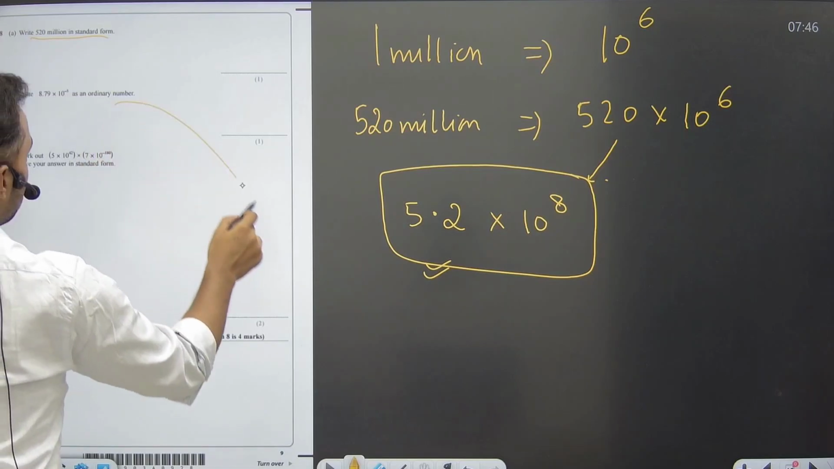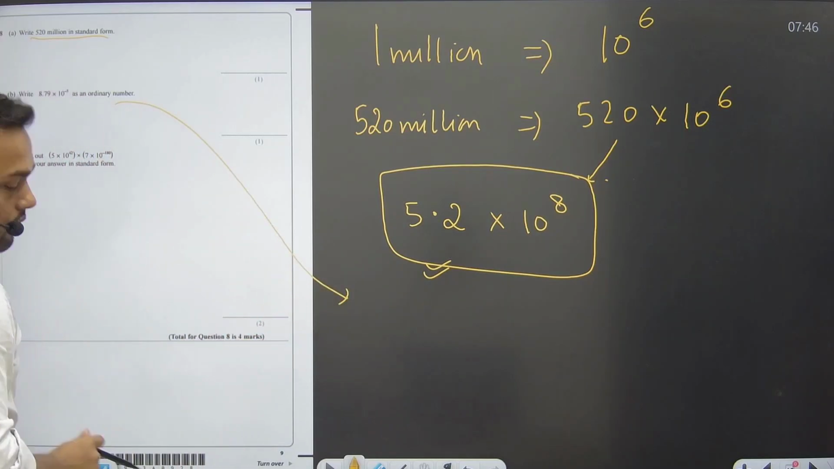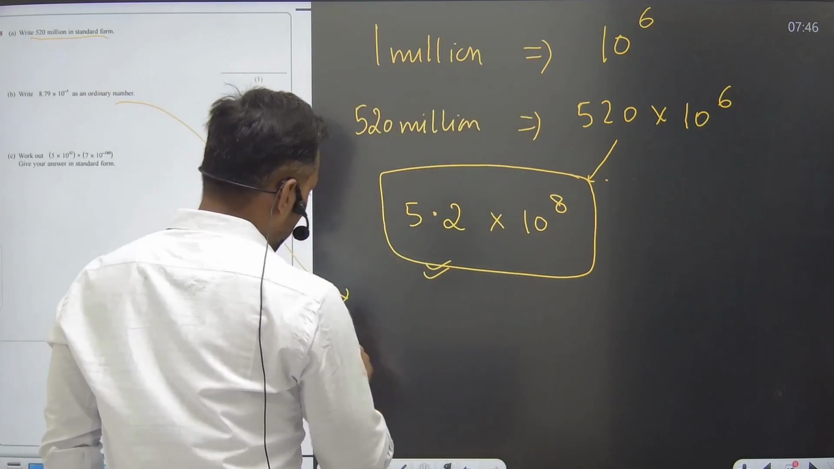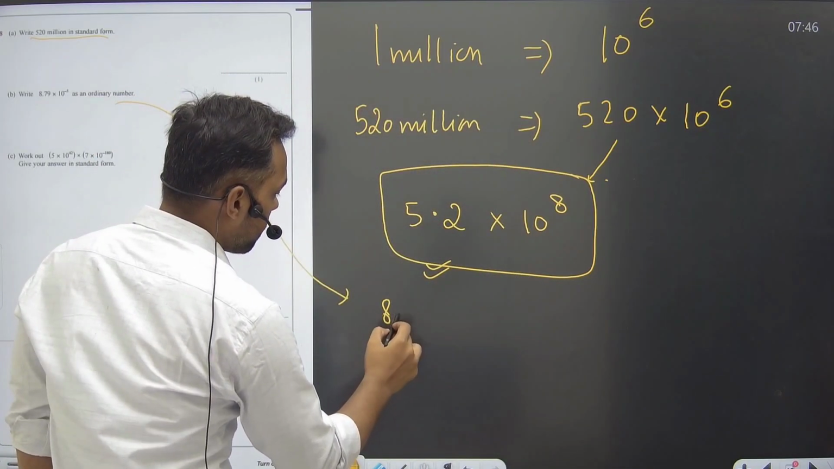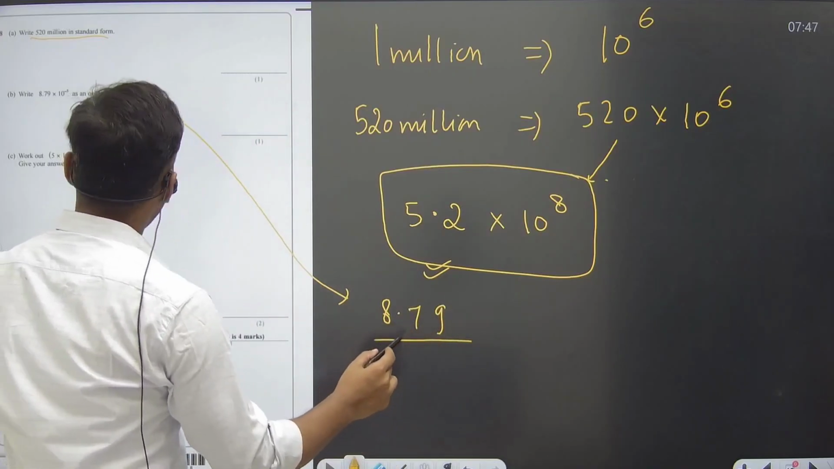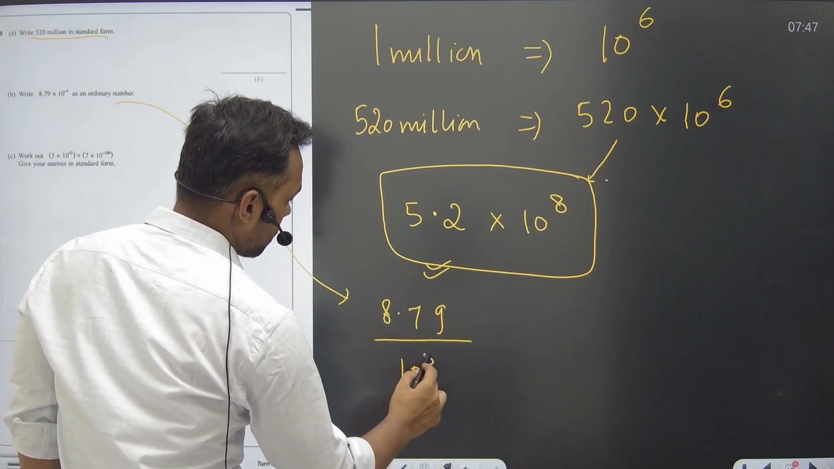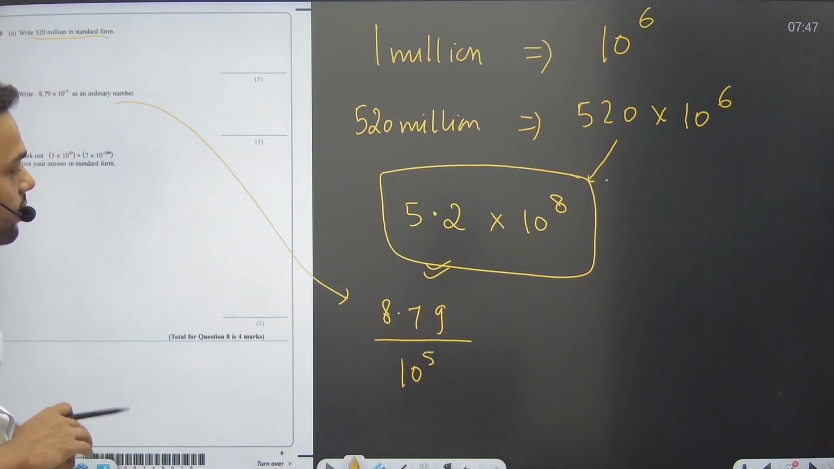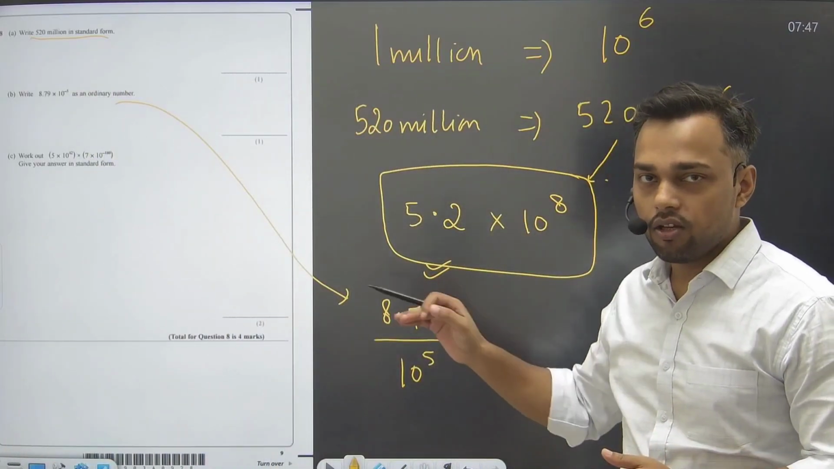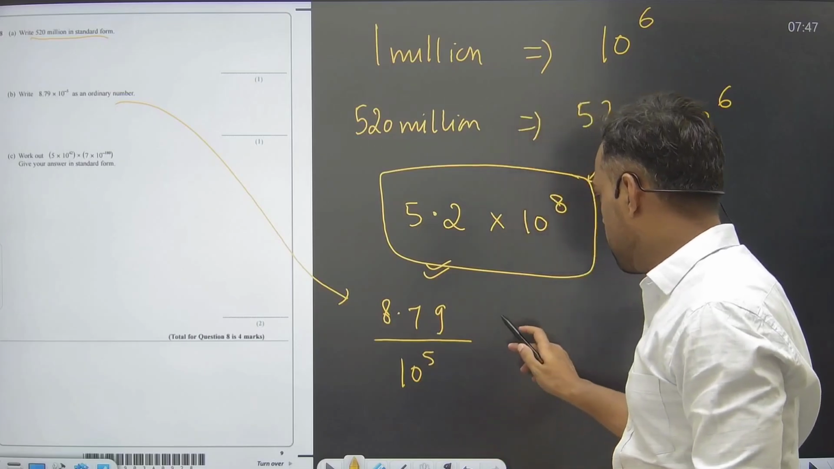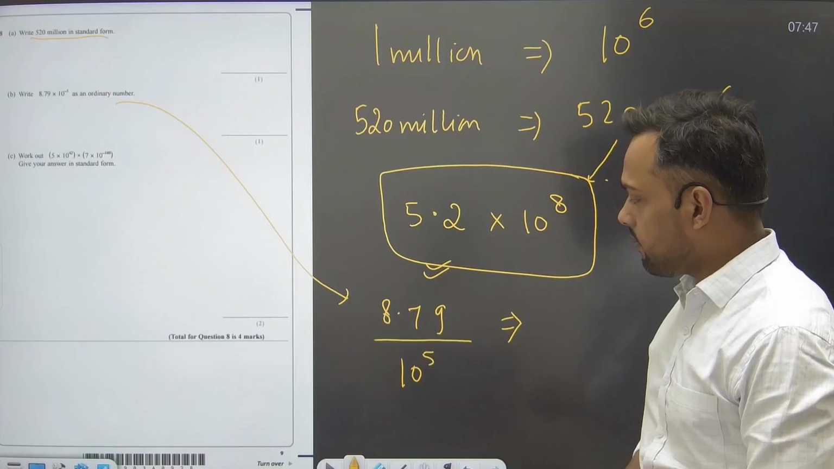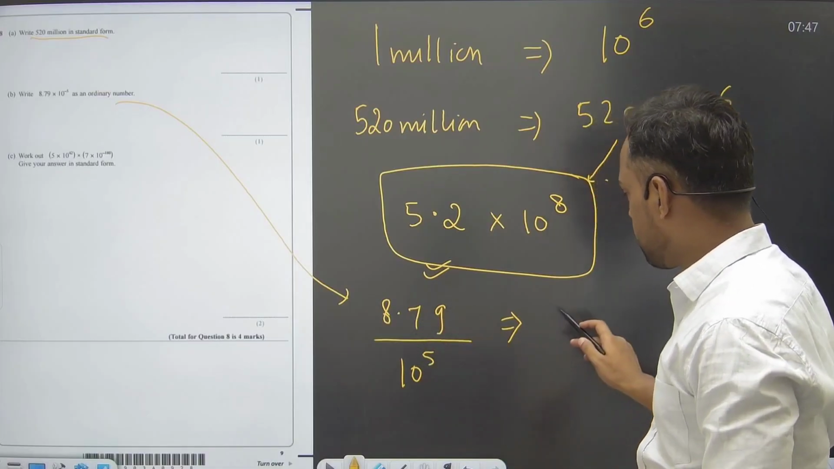Now the second part, 8.79 cross 10 to the power -5. What does it actually mean? I'll write it here for you, it will be easy to understand. 8.79 upon 10 to the power 5. Because the power here is negative, it means that particular number with the exponent will be on the division side. So you need to fix this many zeros to this particular number. I'll tell you how.